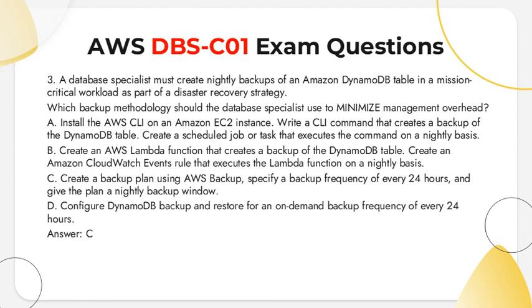C. Create a backup plan using AWS Backup. Specify a backup frequency of every 24 hours, and give the plan a nightly backup window. D. Configure DynamoDB backup and restore for an on-demand backup frequency of every 24 hours. Answer: C.